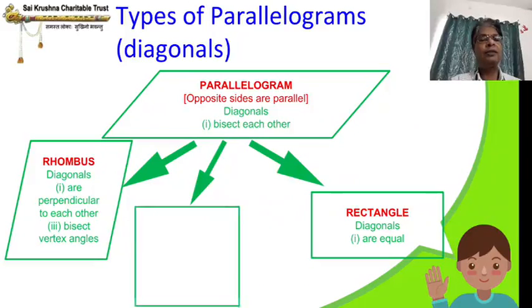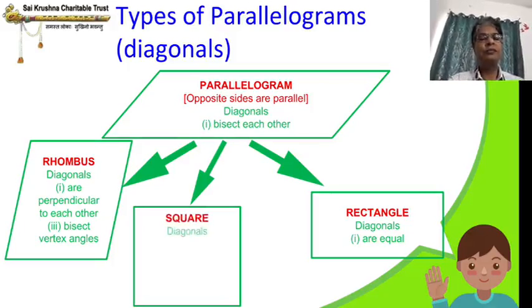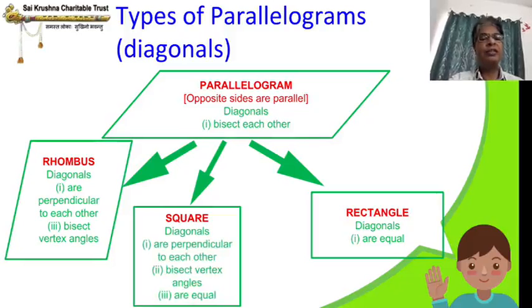This is the square. Pause the video. Note down your answer, what all properties a square will have, and then cross-check. I am sure all of you will be 100% correct. I'll give a few seconds for you to pause and note. Yes, let us proceed. Square: diagonals are perpendicular to each other, bisect vertex angles, and diagonals are equal.